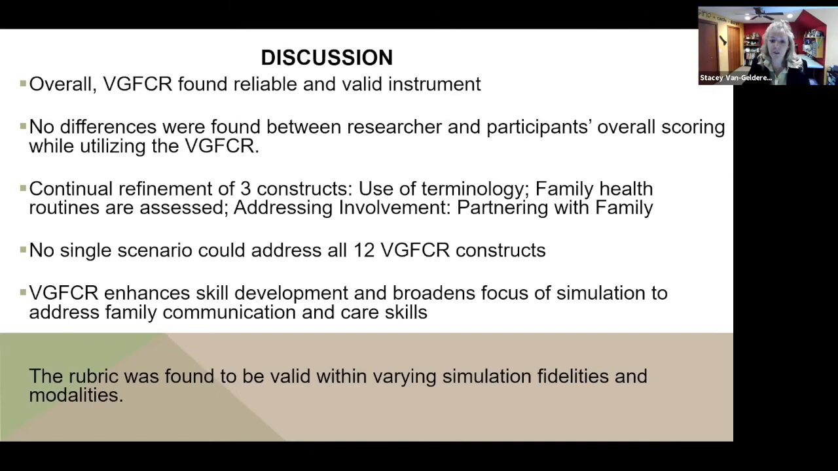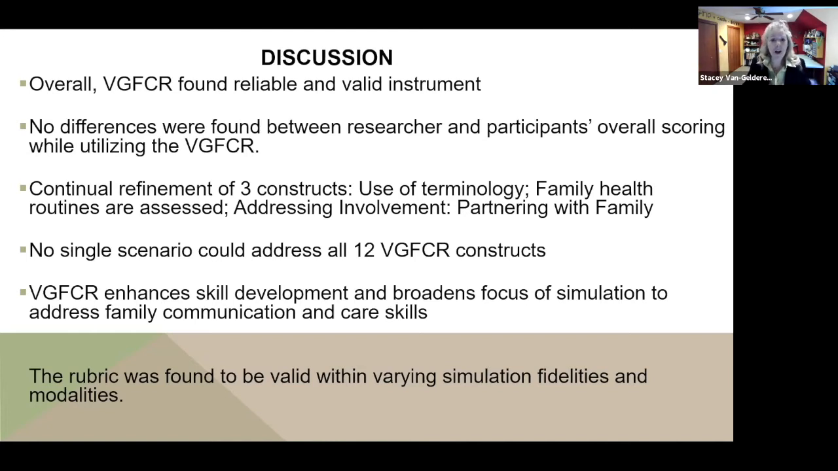So we need continual refinement of the rubric and the constructs. We have some inter-rater reliability concerns. There were 3 of them that were a little bit on the low side. The use of terminology is one of those that really needs to be talked about in advance, what we consider medical terminology and what we don't. Family health routines, addressing involvement, and partnering with family were the 3 constructs that were on the low side. So they can still have more refinement.